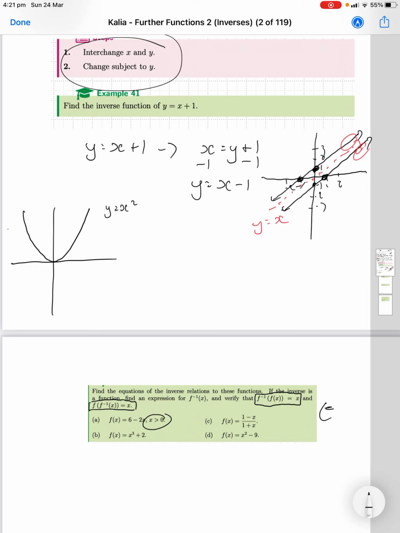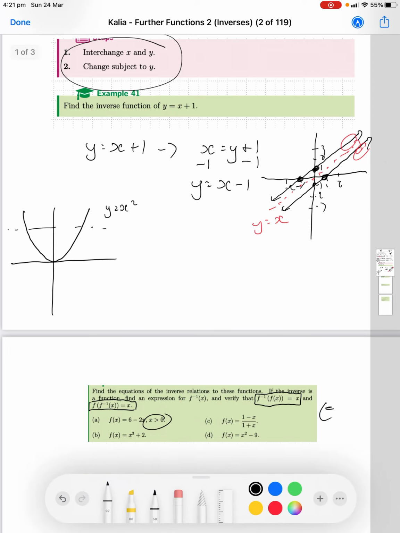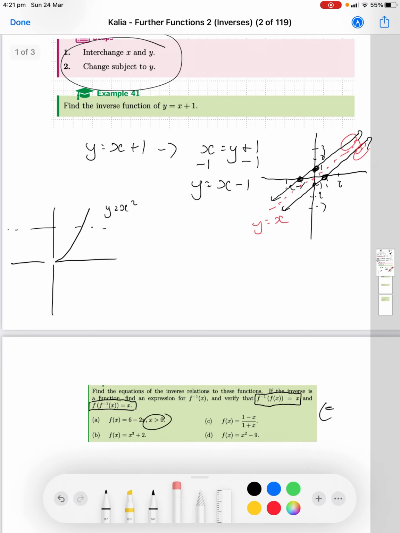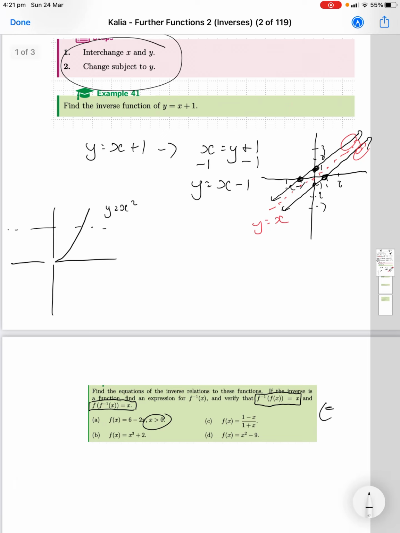Now, it fails the horizontal line test, but let's say I was to restrict the domain. I'm going to restrict the domain so that x is greater than or equal to 0. Now my function has an inverse. It passes the horizontal line test.